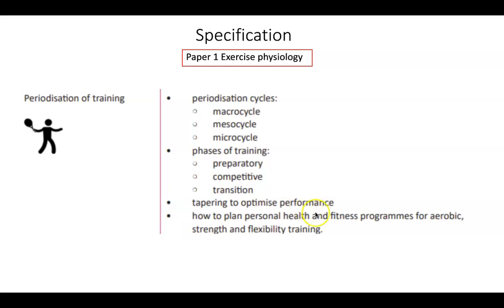So what we need to know, what you'll be questioned on, is the periodisation cycles, we've got here the three of them, the phases of training that we have, tapering to optimise our performance, and then finally how to plan personal health and fitness programs using these periodisation cycles and phases of training for aerobic capacity, strength and flexibility training. So hopefully at the end of this screencast, at the end of our lesson, we should be able to do said plan for aerobic capacity.